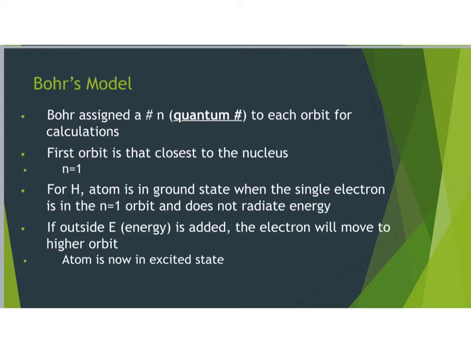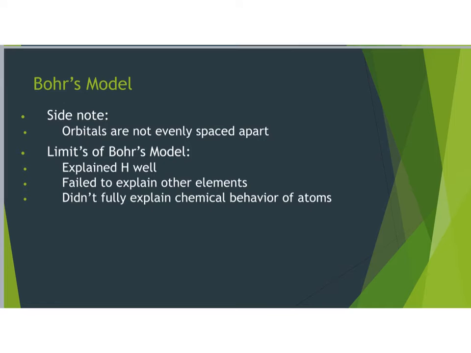The first orbit, the closest to the nucleus, he said was n equals 1. This would be the ground state level for a hydrogen atom, when that electron is in the n equals 1 orbit, and that's because it doesn't radiate any energy. Now, as outside energy is added, and capital E represents energy, the electron is going to move into a higher orbit and goes into what we call the excited state.